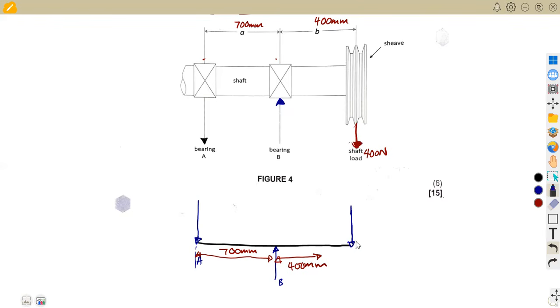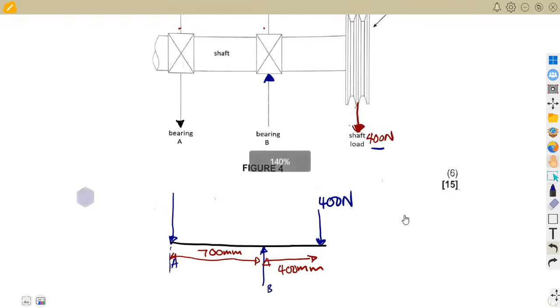And we are given the value of this load is 400. So we're given this as 400 Newton. That is the whole idea. Calculate the value of A and B, which are the loads that we have, the bearing load A and the bearing load B. So how are we going to calculate this?